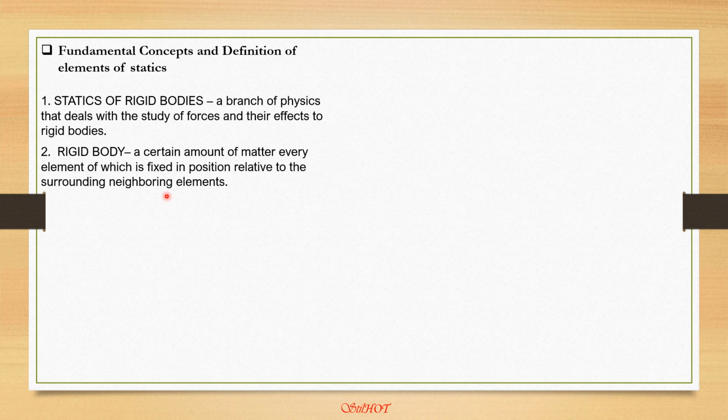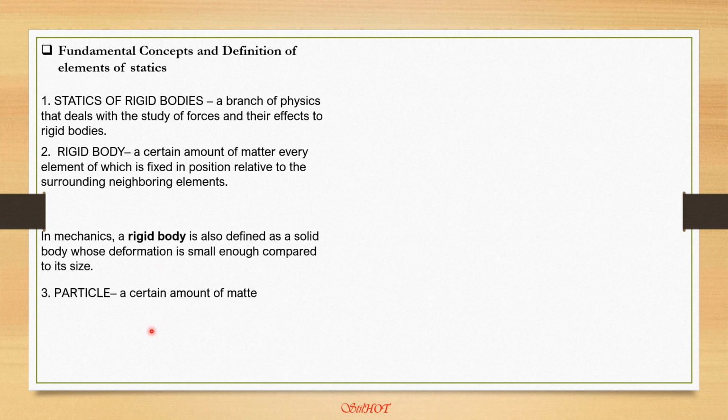So when you say rigid, strictly all neighboring elements should be fixed in position relative to the surrounding neighboring elements. So strictly speaking, there's no such thing as a rigid body, but in statics, all bodies that are considered solids, as long as the resulting deformation due to the effects of forces will be negligible compared to the size of the body, then those bodies are considered rigid.